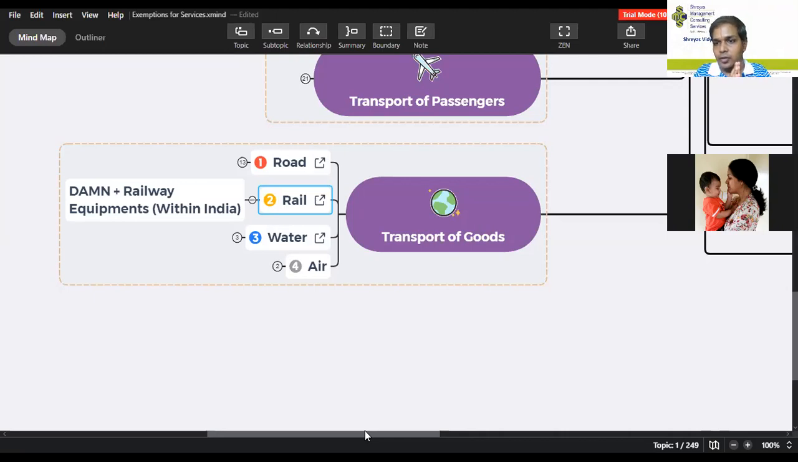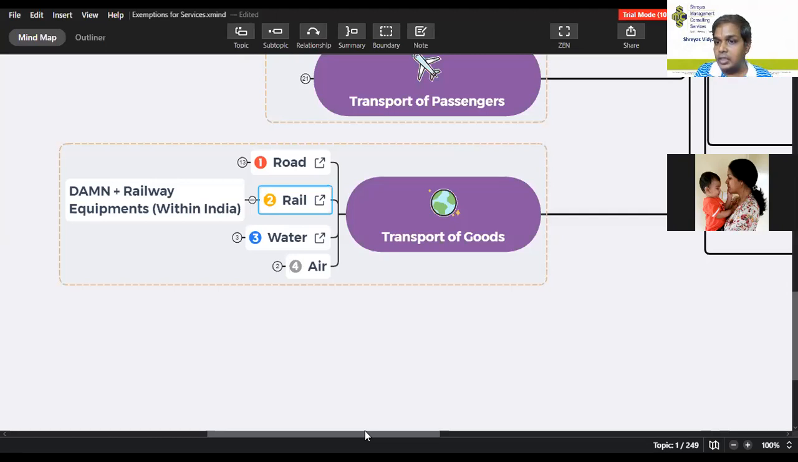It is exempt. Now you look at the interesting point. This is what, both as a student and as a learner, you should focus on: the wordings in the law. What the government is saying is, for road they never use the word within India or outside India.